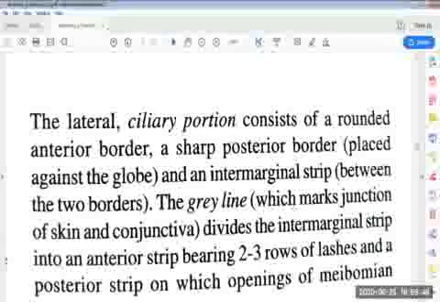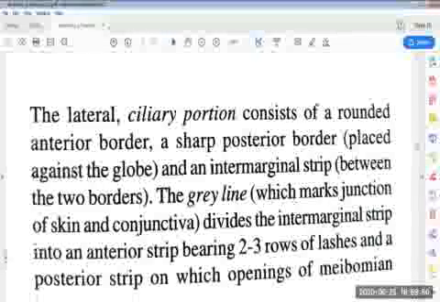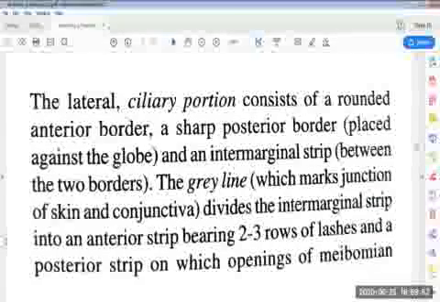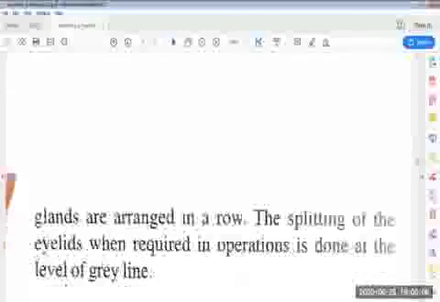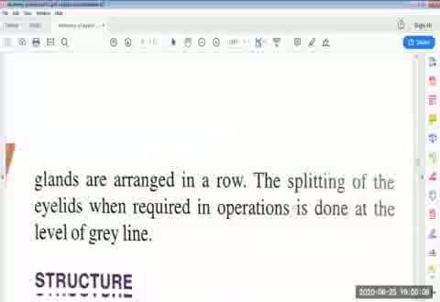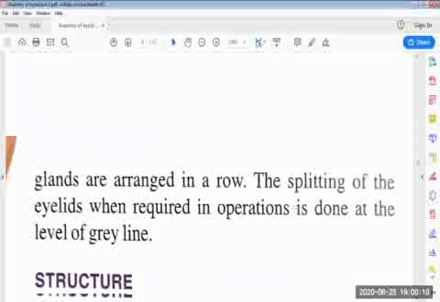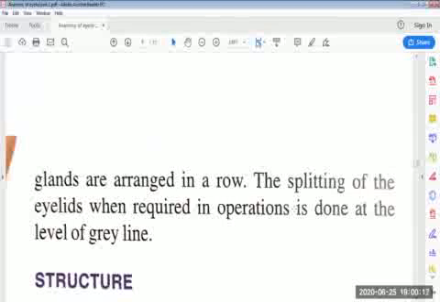And there is a gray line which marks the junction of skin and conjunctiva. It divides the intermarginal strip into an anterior strip bearing 2 to 3 rows of lashes and a posterior strip on which openings of meibomian glands are arranged in a row. The splitting of the eyelids when required in operations is done at the level of the gray line. So you understood what is gray line?